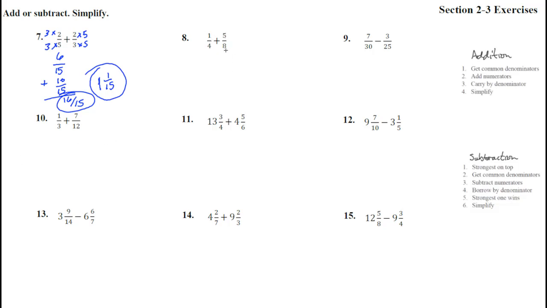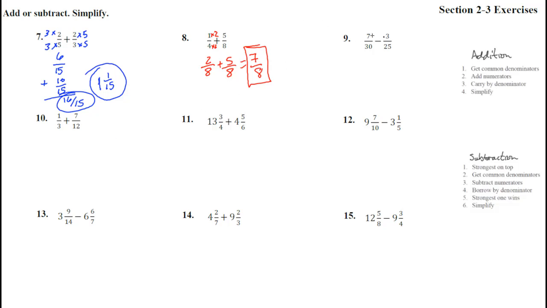1/4 plus 5/8. Now, if you look right here, 4 can go into 8. So all we have to do is times this by 2, times this by 2, and we get 2/8 plus 5/8. That gives us 7/8. Oh, we don't even need to simplify that one. That one's very nice. Good.